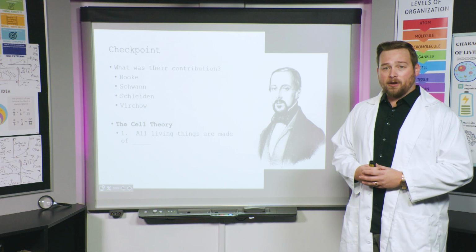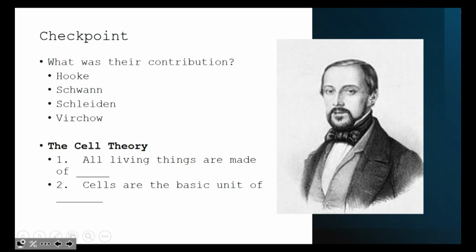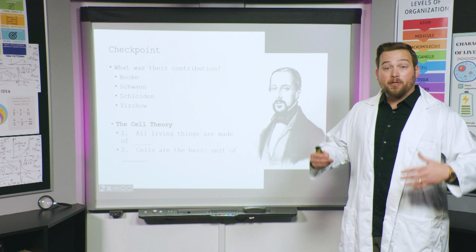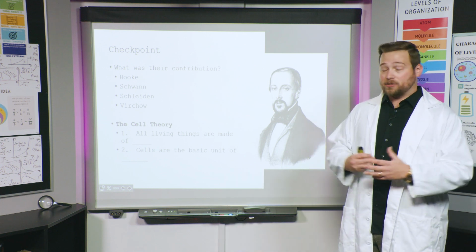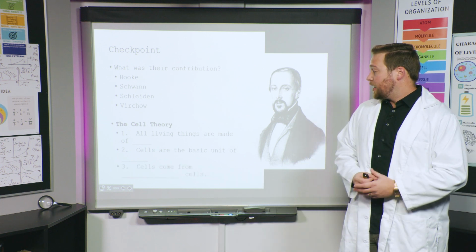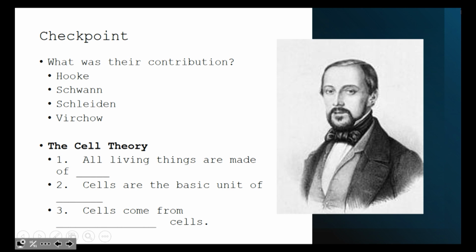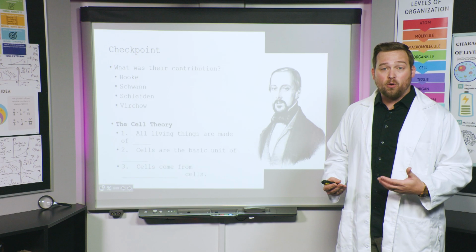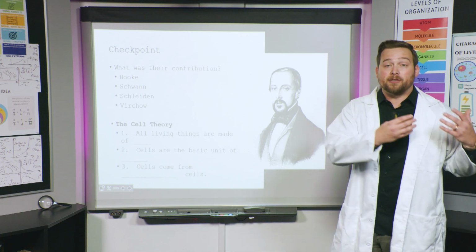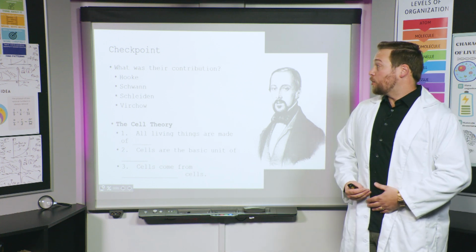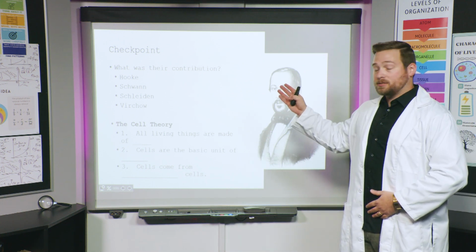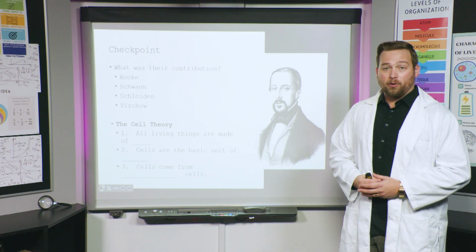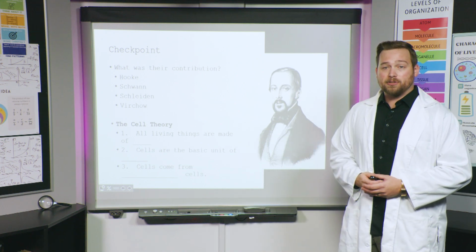That's right. Here's another one for you. Cells are the basic unit of what? They're the basic unit of life. That's right. And then the last one, cells come from what? Pre-existing cells. That means that cells can't just come out of nowhere. They have to come from a cell that's already been there. So we've got our scientists and the cell theory all in one place. Make sure you're writing those in your notes for me.